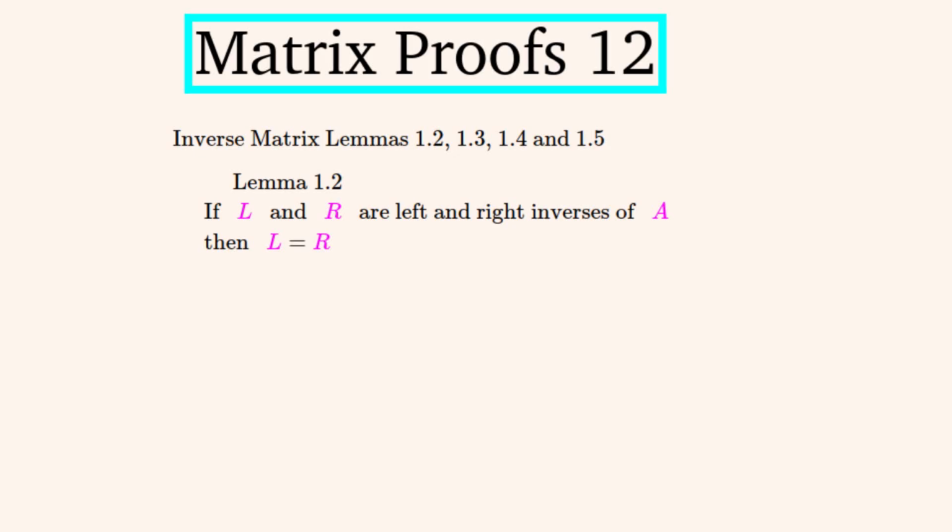In this video we'll prove 4 matrix inverse lemmas. We'll start off with this lemma that if there are 2 inverses of a matrix being left and right inverses, denoted by L and R, then they must be equal. If a matrix is an inverse, then it is both a left and right inverse.